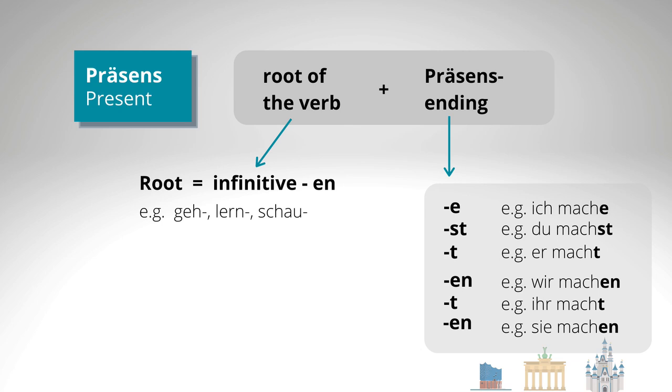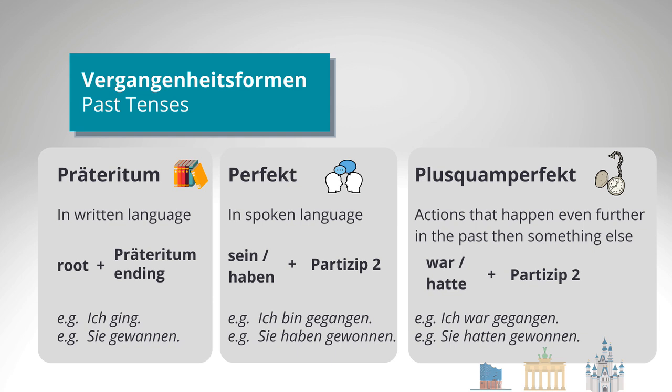Up next, we'll take a look at the past tenses, in German Vergangenheitsformen. Here we have the Präteritum, the Perfekt, and the Plusquamperfekt. The Präteritum is our equivalent of the simple past in English. It's again formed by taking the root, and then we don't add the present endings like in the Präsens, but the Präteritum endings. Those endings are te, test, te, ten, tet, and ten. Unlike the simple past in English, we use the Präteritum mostly in written language.